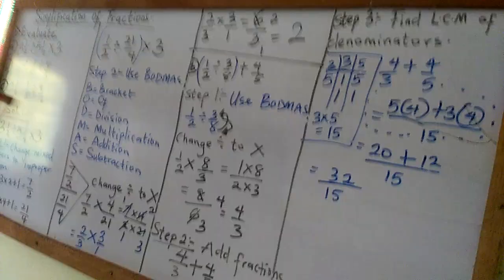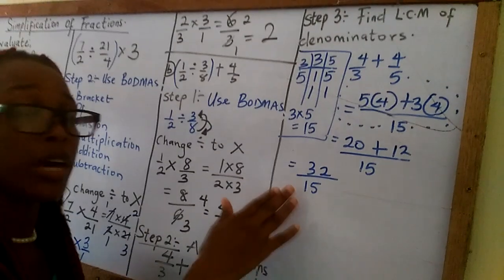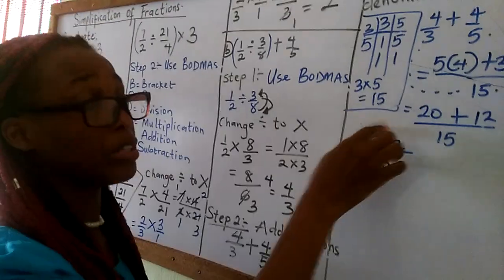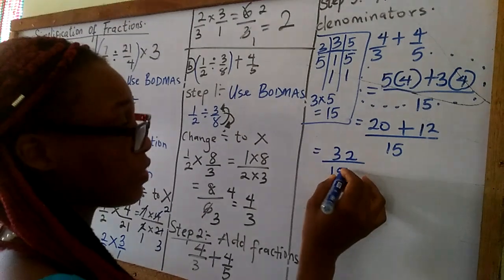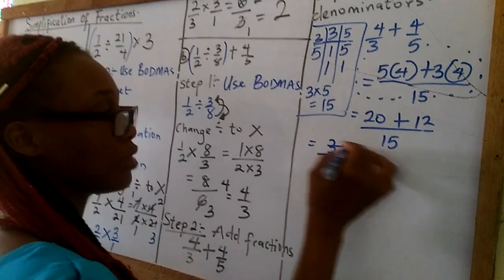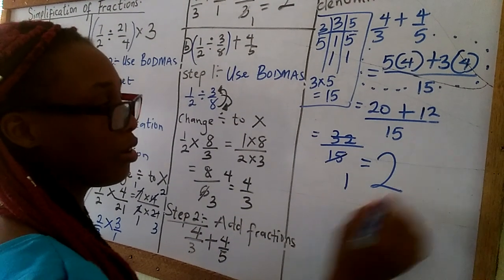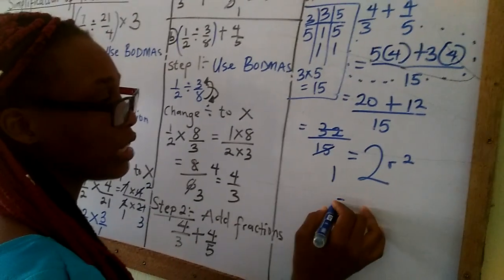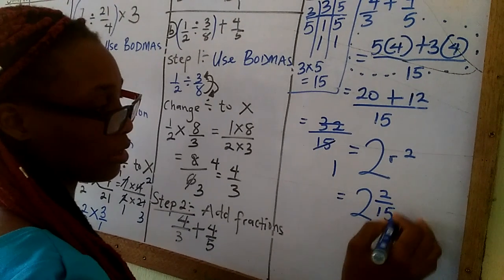Now this is our answer, but we can't leave it this way because this is an improper fraction. Improper fraction because the numerator is bigger than the denominator. So we have to break it down. How many times can 15 go into 32? 15 in 32 is 2. Remaining 2. So our final answer is 2 whole number 2 over 15.